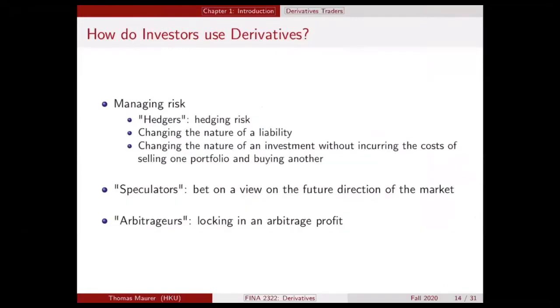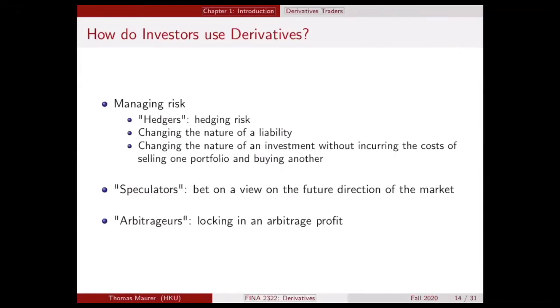Now, who are the investors in derivative markets and what do they do? So we broadly have three categories of traders. The first type of investors try to manage risks on their balance sheet. We also call them hedgers because they want to offset or hedge risks which they are exposed to. So they basically use derivatives to change the nature of a certain liability which they have on their balance sheet, or perhaps change the nature of a certain asset. And I'm going to give you some examples about this to illustrate exactly what I mean.